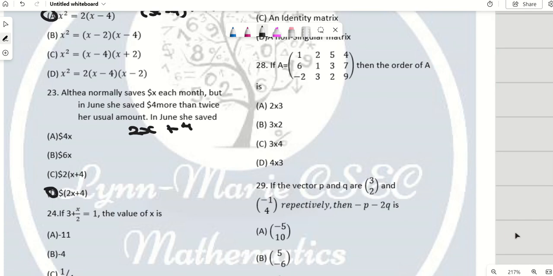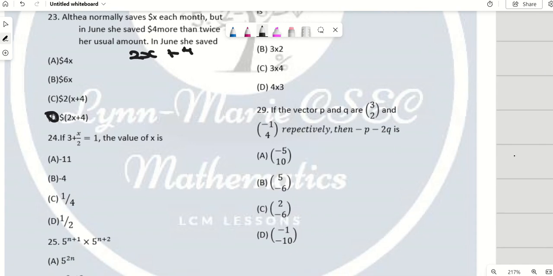Right? Number 24. If 3 plus x over 2 is equal to 1, what is the value of x? You can do this several different ways, guys. We can make x the subject. Let's do that. We have 3 over 1 plus x over 2 is equal to 1. To get rid of that, you're going to multiply the entire thing by 2.